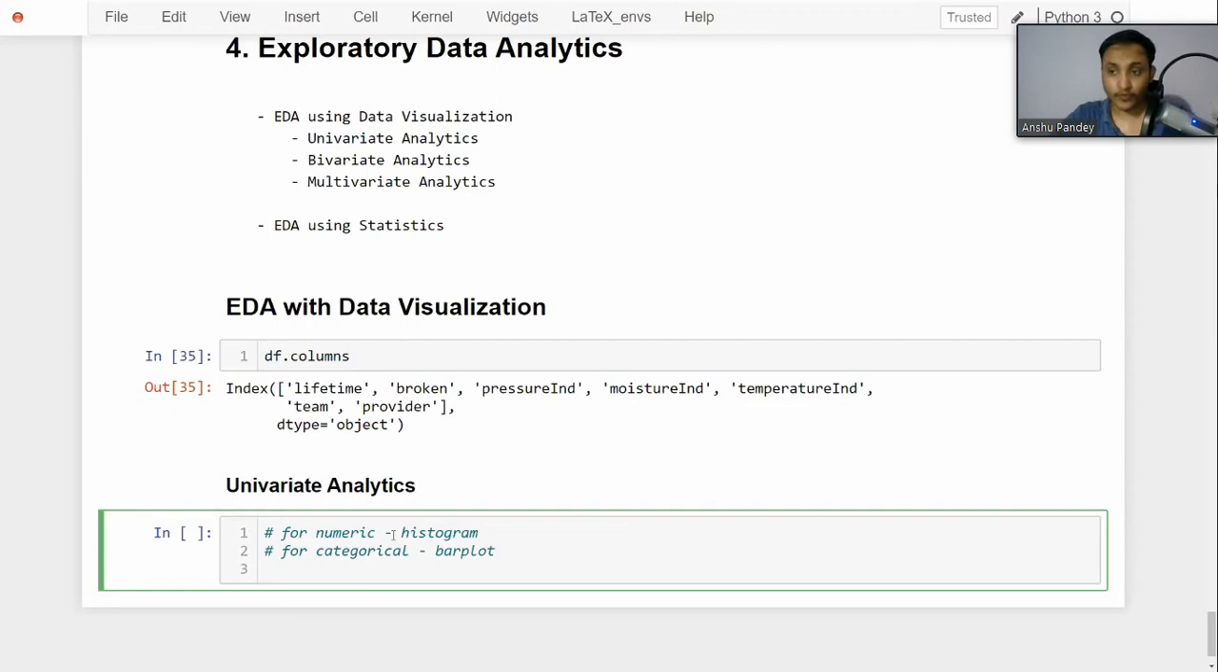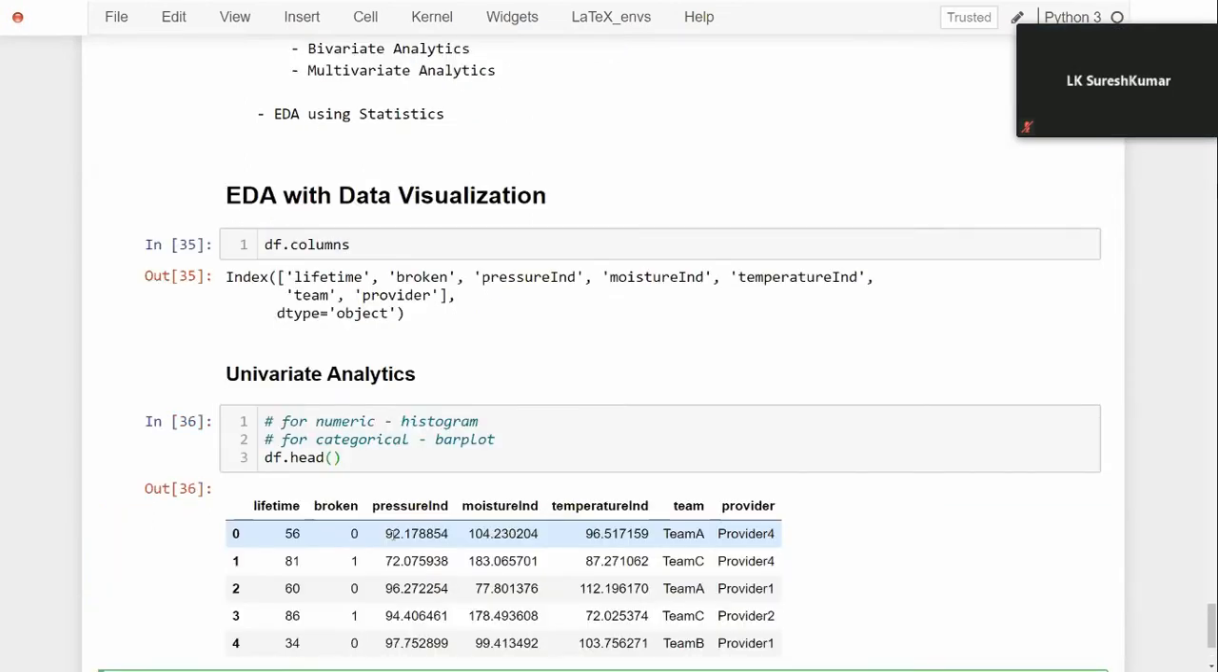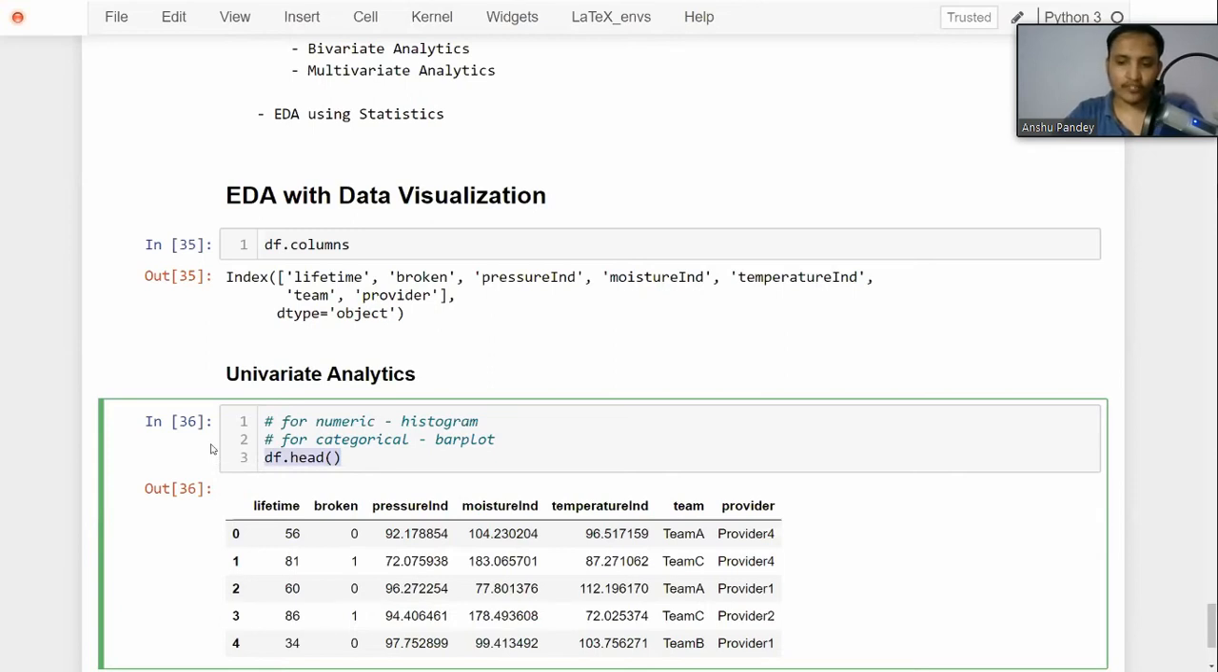Right now, yeah. So this is one general understanding of what kind of graph can be used for univariate analytics. If you look at df.head again, in all of this data, broken, team, and provider are categorical attributes. The rest are all numeric attributes. So let's do it for categorical. So we can say cat.